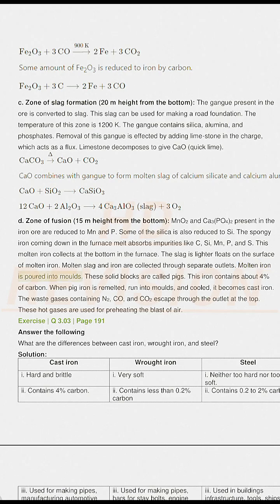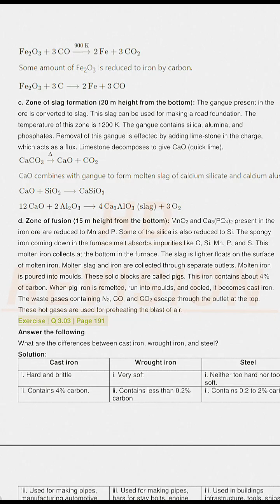Molten iron is poured into molds. These solid blocks are called pigs. This iron contains about 4% of carbon. When pig iron is remelted, run into molds, and cooled, it becomes cast iron. The waste gases containing N2, CO, and CO2 escape through the outlet at the top. These hot gases are used for preheating the blast of air.